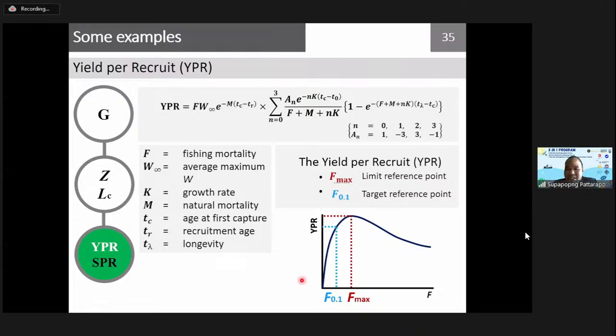And the next is the target reference point, which means this reference point is more like a precaution. We use it to make the caution that if we exploit the fish stock over this point, that fish stock should be very carefully managed to avoid them reaching the Fmax and over this point. So this is how we use the target and limit reference points together.